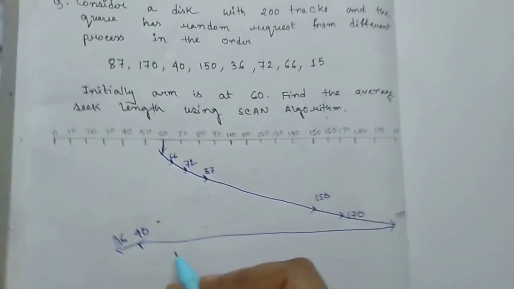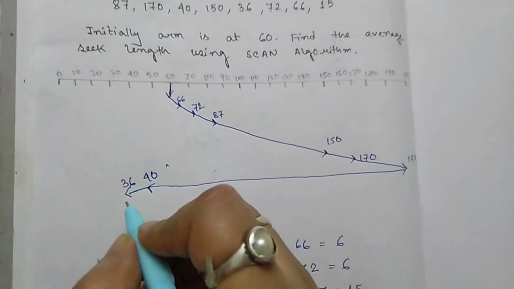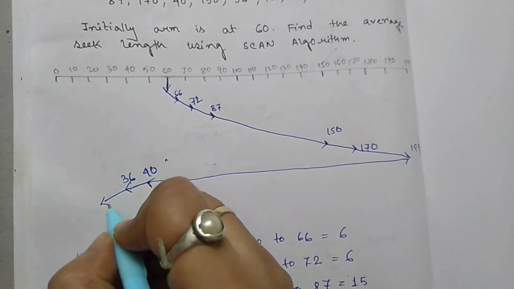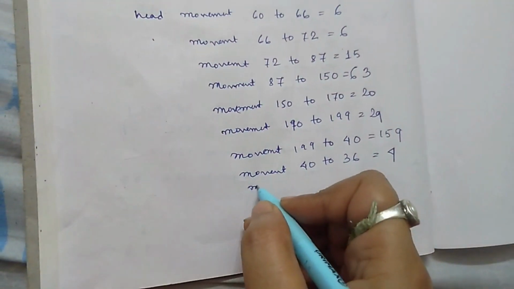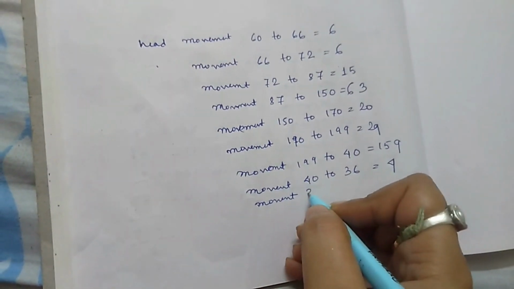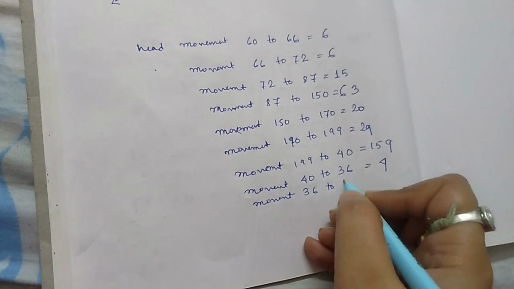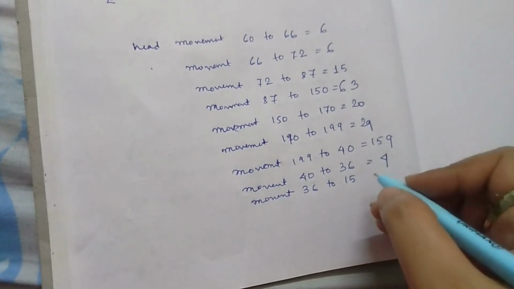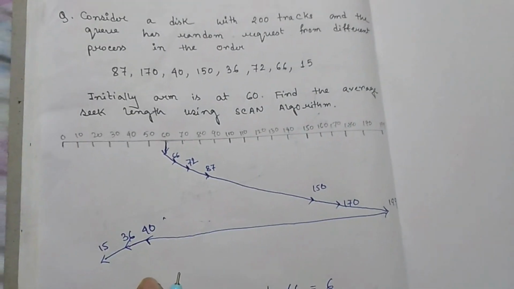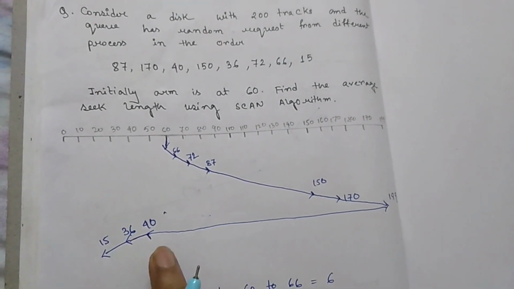The last remaining value is 15. That's why here we draw the value 15 and calculate the head movement, 36 to 15. So the value is 21. Up to this point, all the ready queue values are completed.